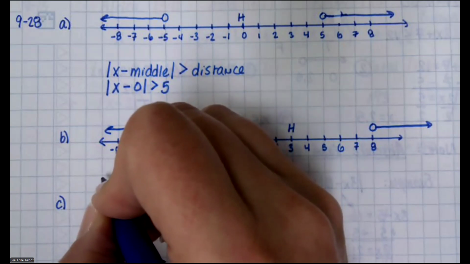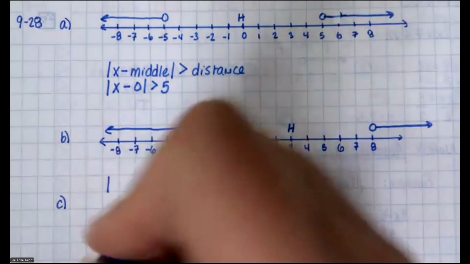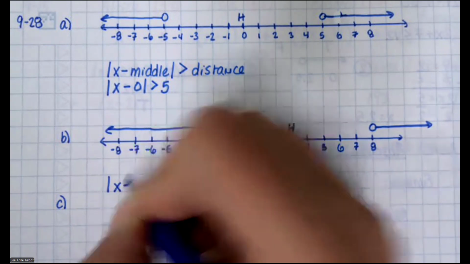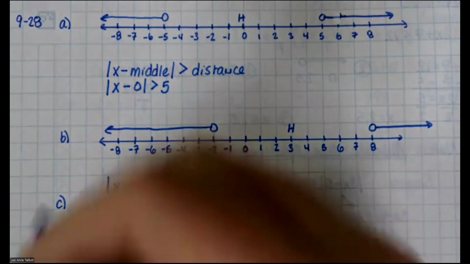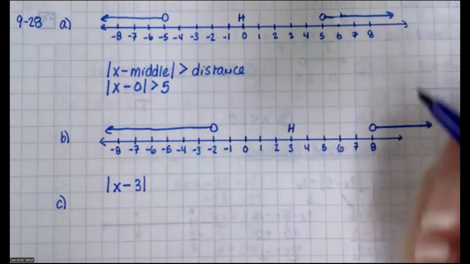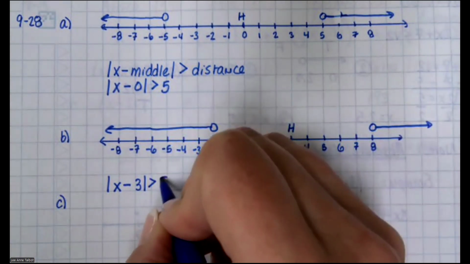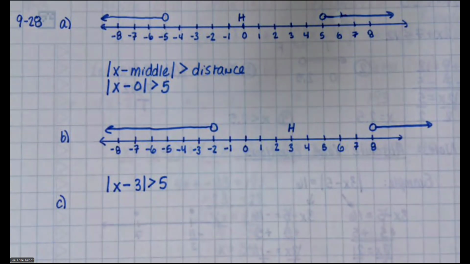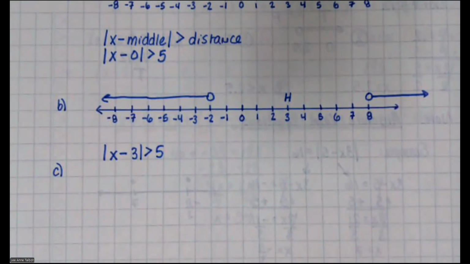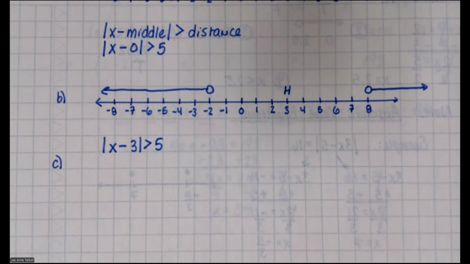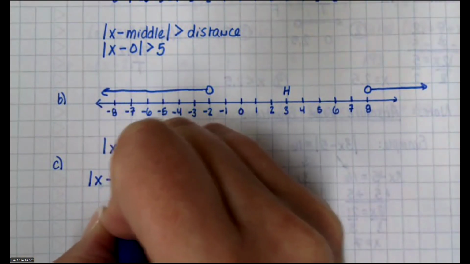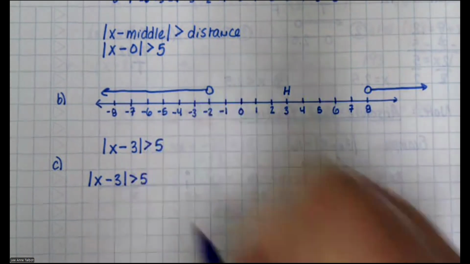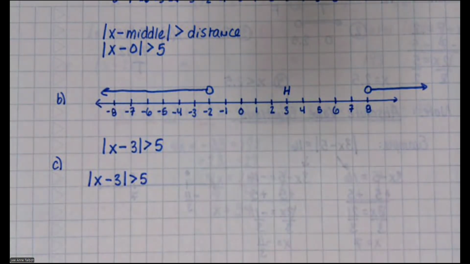Okay, so this would be absolute value of x minus, what is the middle? 3. And then more than 5 miles away. Okay. And then for C, it says to solve it algebraically.